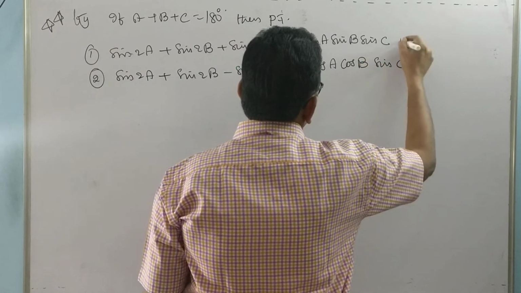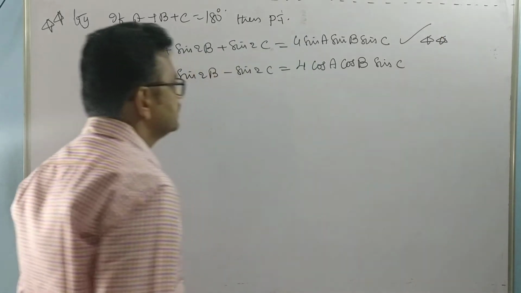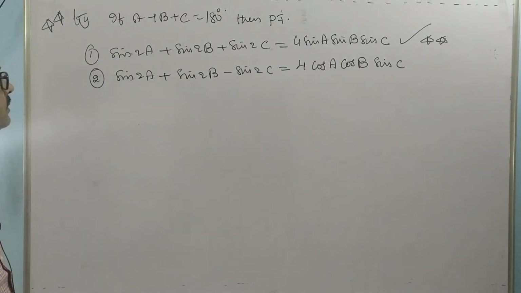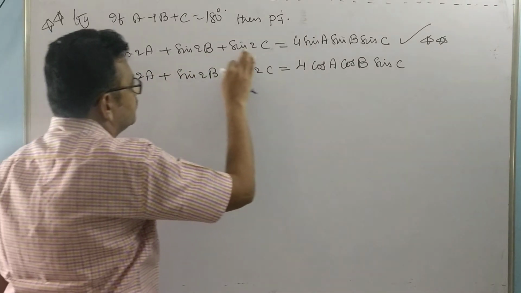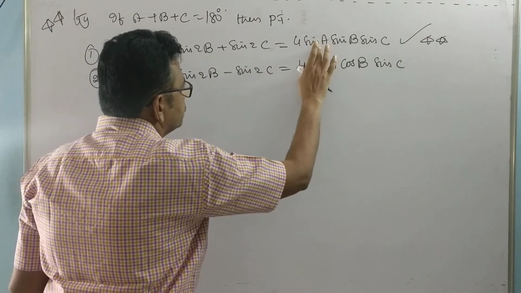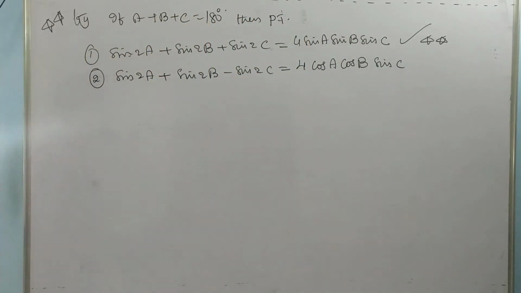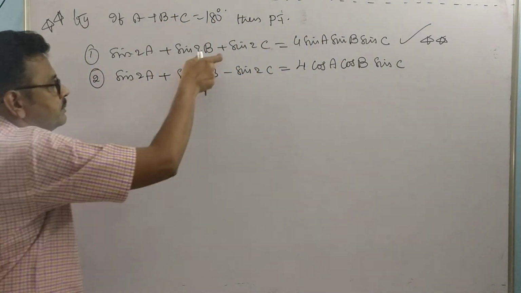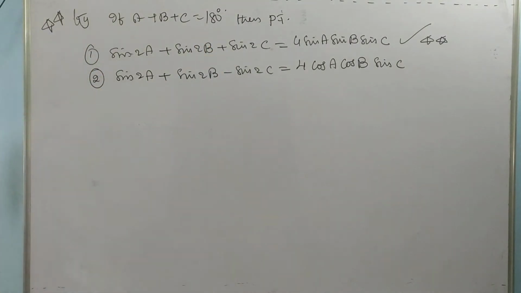So these are very important, and this is the only fundamental result. This is the standard result: sin 2A plus sin 2B plus sin 2C equal to 4 sin A sin B sin C, provided A plus B plus C equal to 180 degrees. These two problems are the same as the previous sum. So you try yourself.